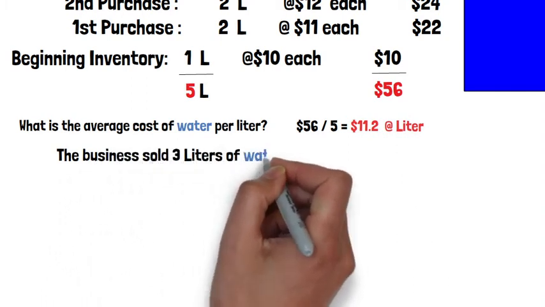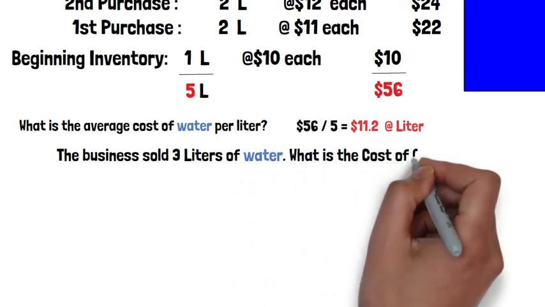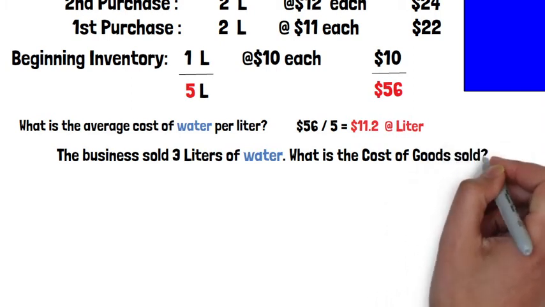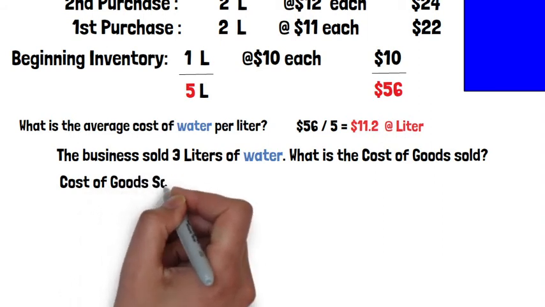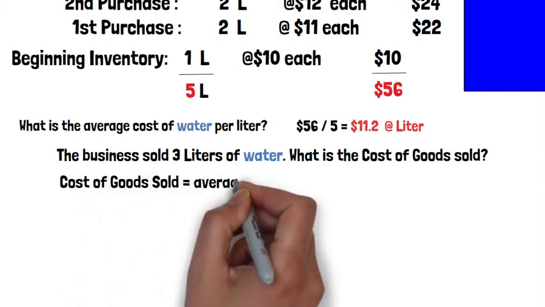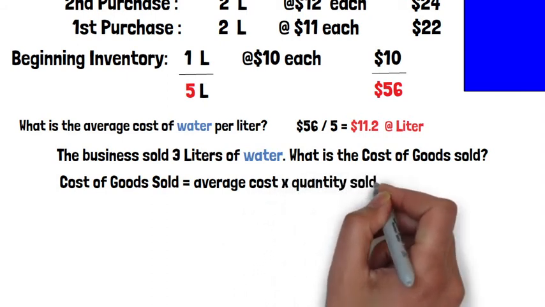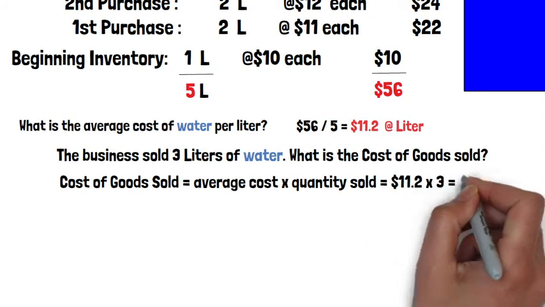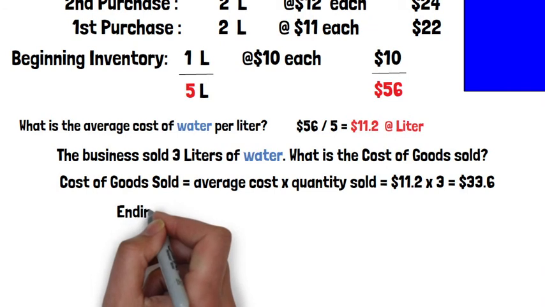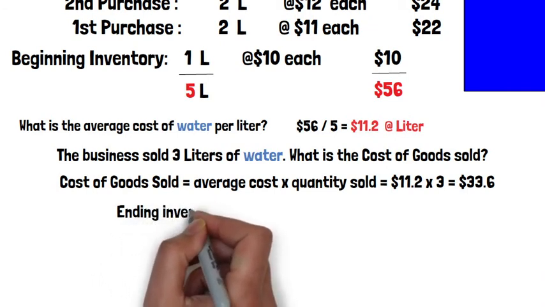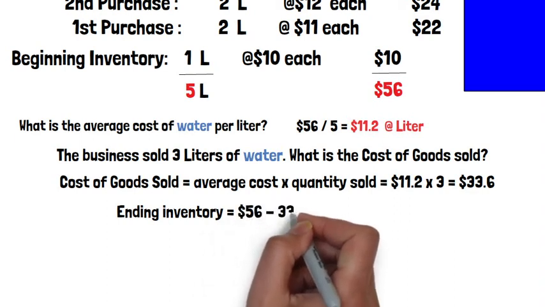Suppose the business sold 3 liters of water. What is the cost of goods sold? The cost of goods sold equals the average cost times the quantity sold. So the average cost is $11.20. We sold 3 liters. So together, that's $33.60. So the ending inventory would be the difference.